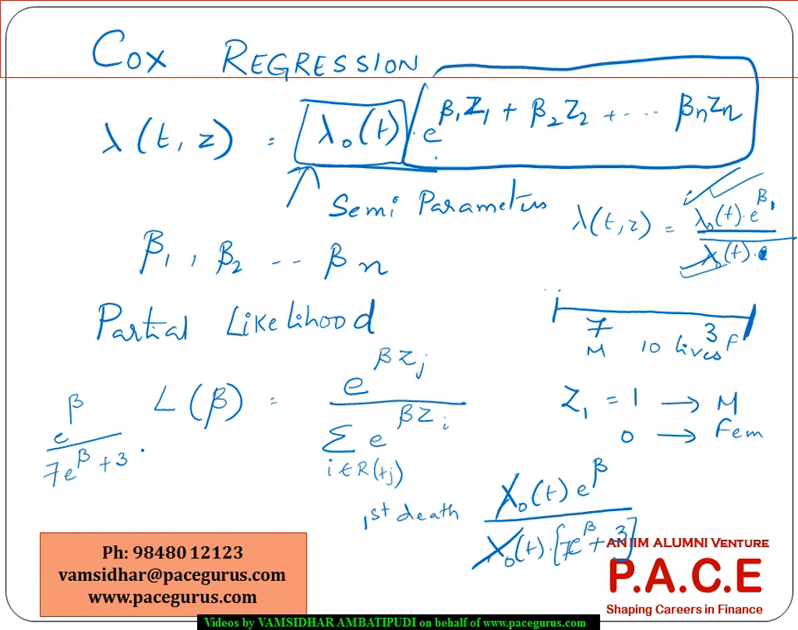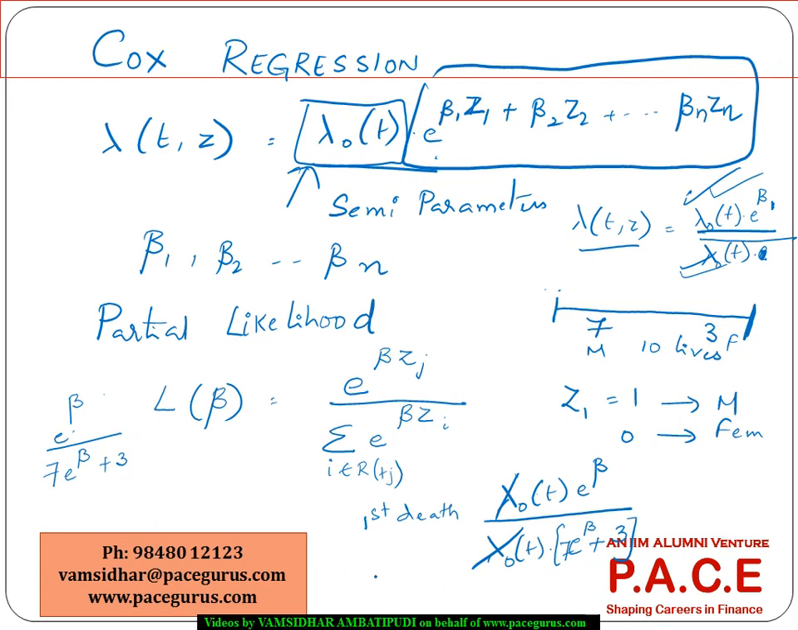This will be the likelihood function associated with the first death. The force of mortality, lambda, for the life who has died, divided by the total force of mortality for those who are alive before this person has died, which means include this person also as a part of the model.